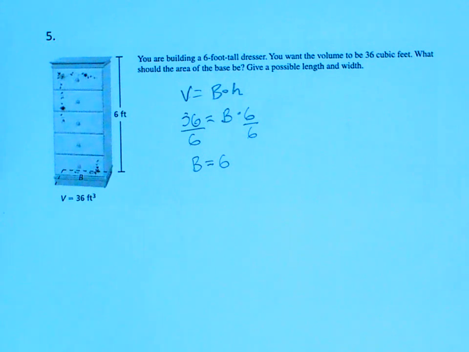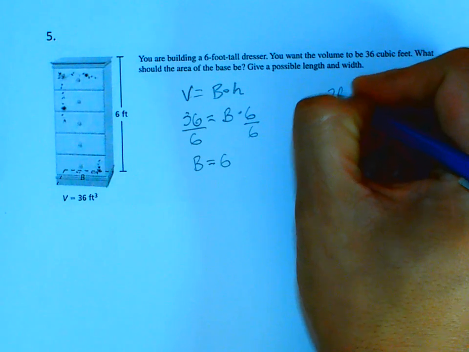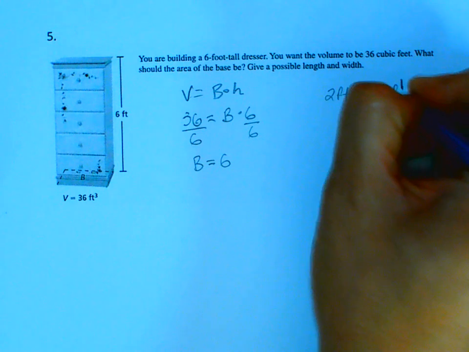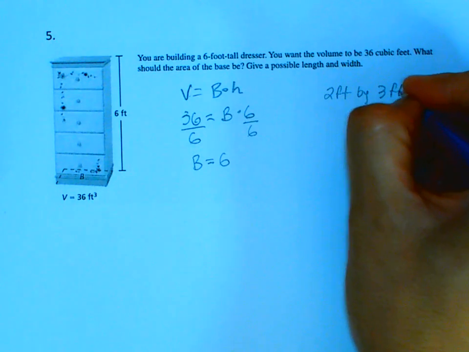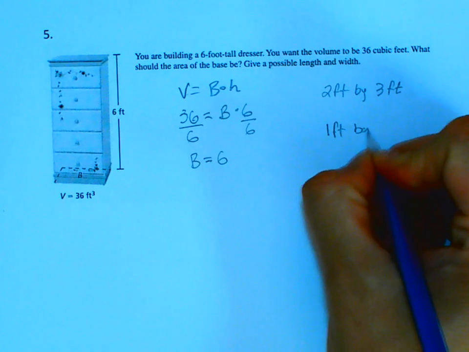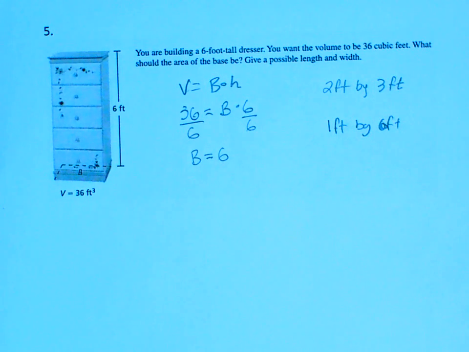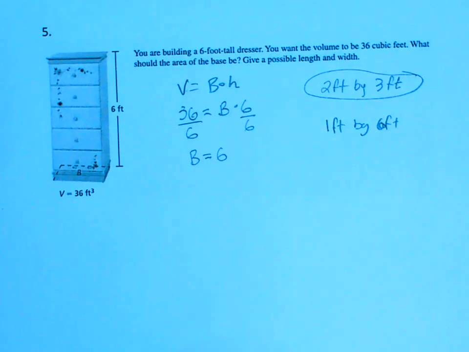Now, depending on what they want, if they're okay with half values, there's an infinite amount of values that you could put. The best choice here would be 2 feet by 3 feet because that would result in the area to be 6. Now you could do a 1 foot by 6 foot, but come on, who wants to have a dresser that is only 1 foot wide? It makes more sense to have a 2 by 3 feet. So if I were you, this would be the best choice for that dresser.